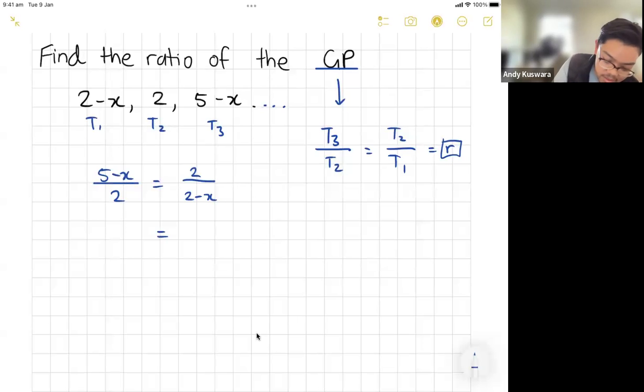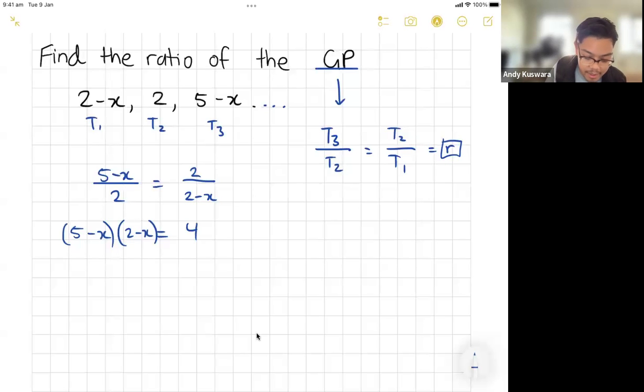Now let's try our best here. That's my common ratio, by the way, but let's solve for whatever x is. So (5 minus x) times (2 minus x) equals 4. That's just cross multiplying to get rid of my denominators. And from here, that becomes 10 take away 7x plus x squared equals 4.